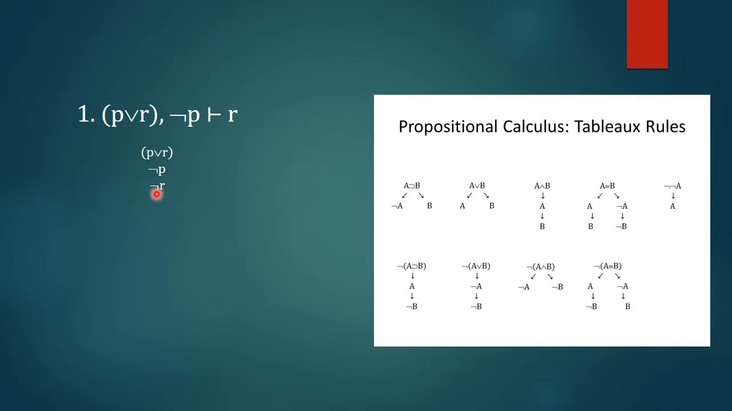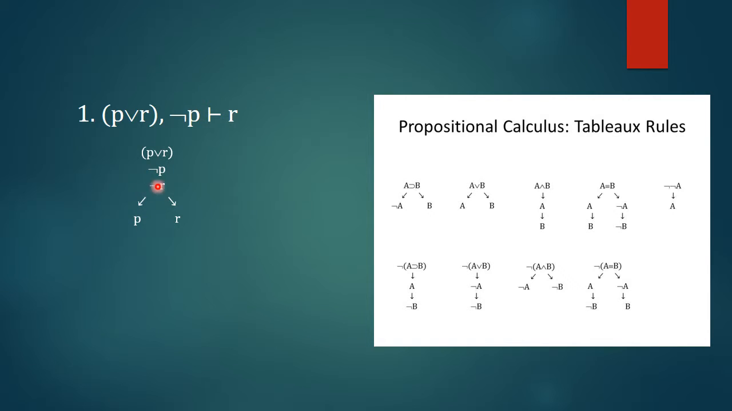The only rule to apply here is the OR rule. I'll apply it to the P or R, and I'll get P on one side, R on the other side. Now I have two different branches. I need to start at the bottom and go all the way up to the top and check, is there any contradiction in this branch? I have a P here and a not P here. That means that this branch doesn't make any sense.